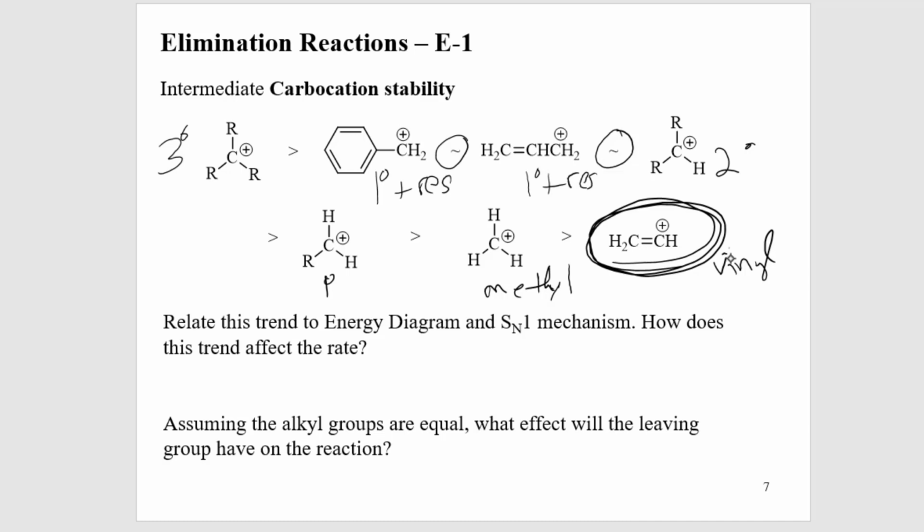How do you relate this energy diagram to the SN1 mechanism? Well, as I mentioned, it's the exact same trend. Because the first step of both of the mechanisms is exactly the same, they have the same trends, and it's the first step. It's the rate determining step. So things are all pointed at E1 and SN1 being very difficult to decipher between.